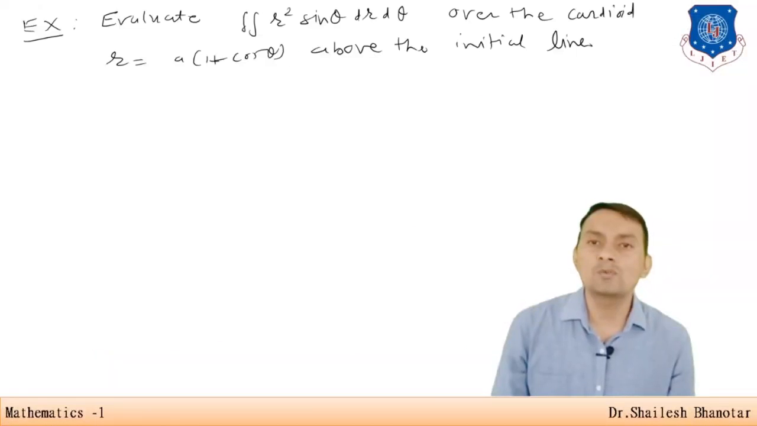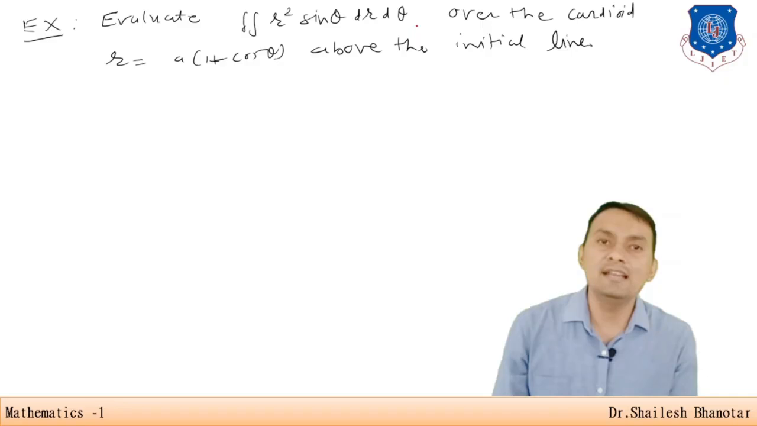So let us see this question. Evaluate the double integration of r square sine theta dr d theta over the cardioid. This is the region, over the cardioid above the initial line. So the first question arises: how can we draw this figure? Whenever you consider multiple and triple integration, just draw a rough sketch. So let us see, first we are going to concentrate on this one.